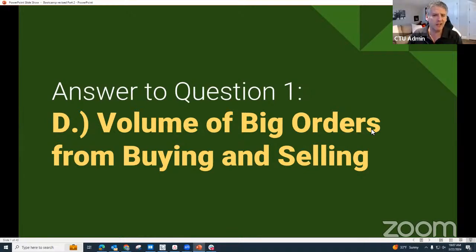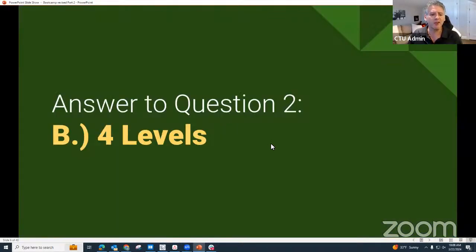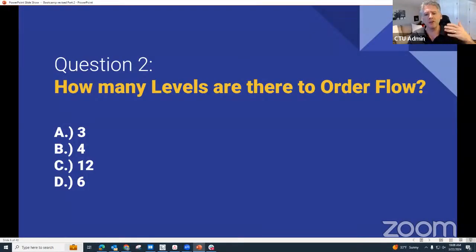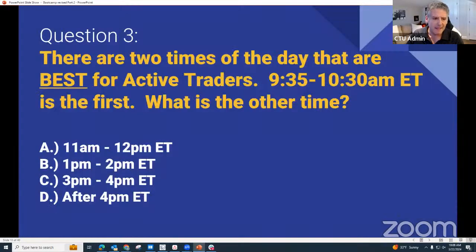That was one of the questions I asked you yesterday, and I'm glad a lot of you did well on that one. How many levels are there in order flow? Is it 3, 4, 12, or 6? The correct answer is 4. When I talk about levels, I'm talking about level 1, level 2, level 3, level 4. And once again, we talked about that yesterday.